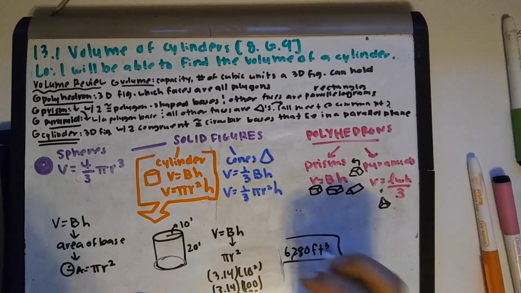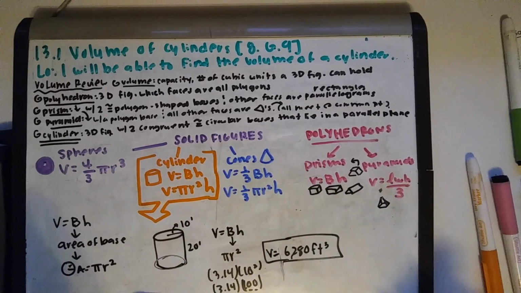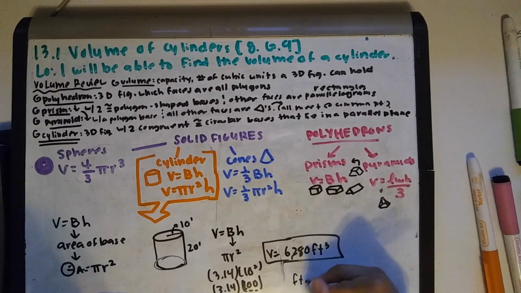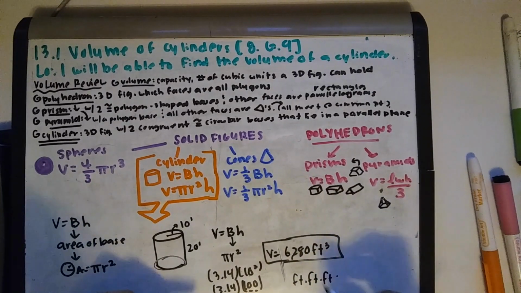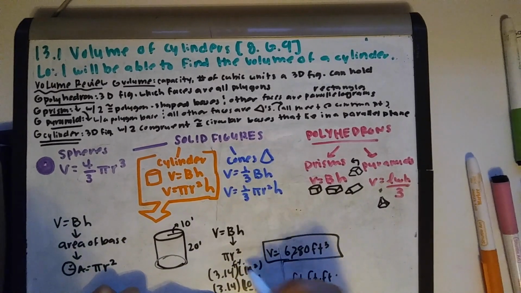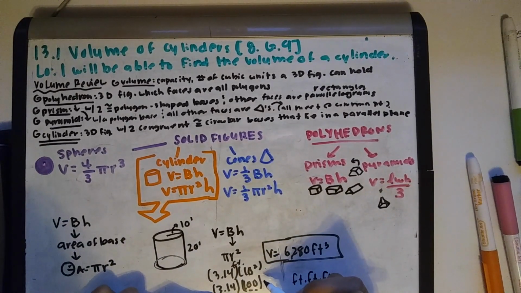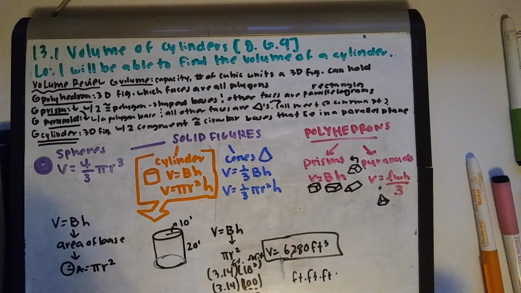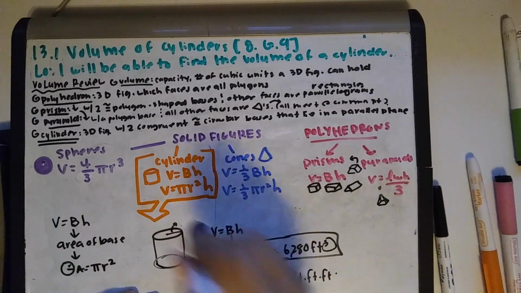Volume is always cubic because it's a 3D shape, and the reason is that I have feet times feet times feet. The radius has feet, and then right here I have feet times feet, so I get 3 of those right there. The other way to remember is that 3D shapes have to do with volume, so they always have to be to the third power.